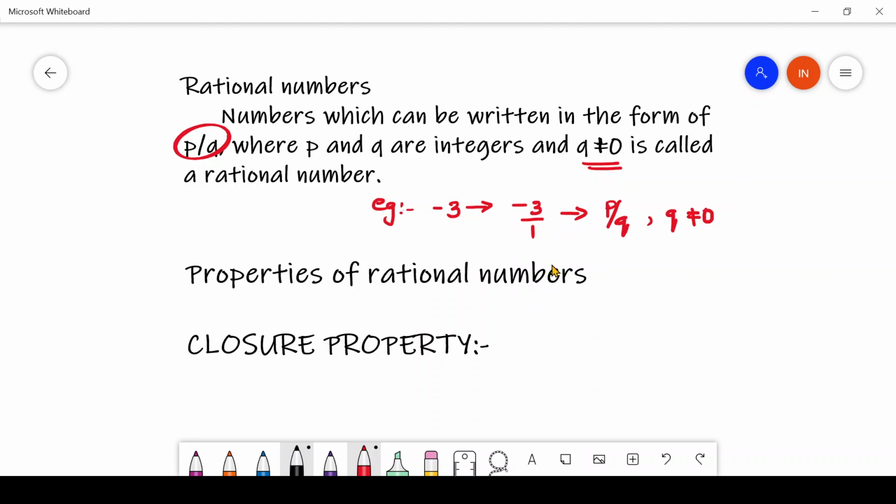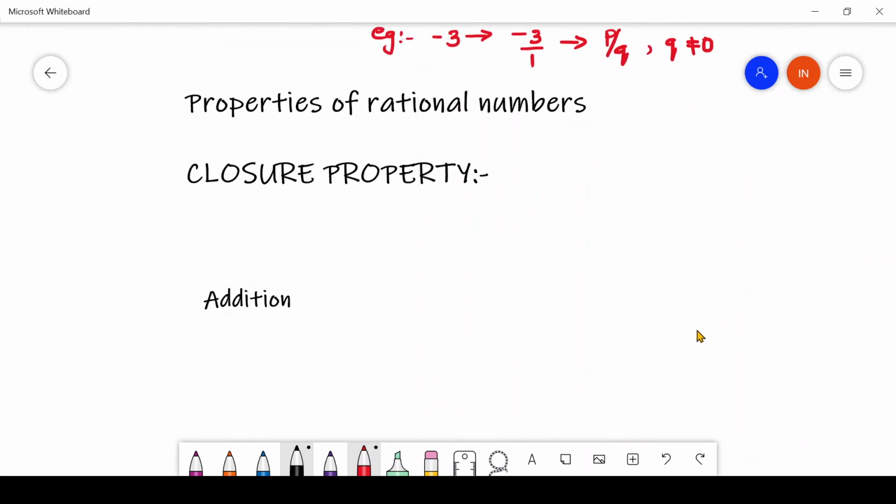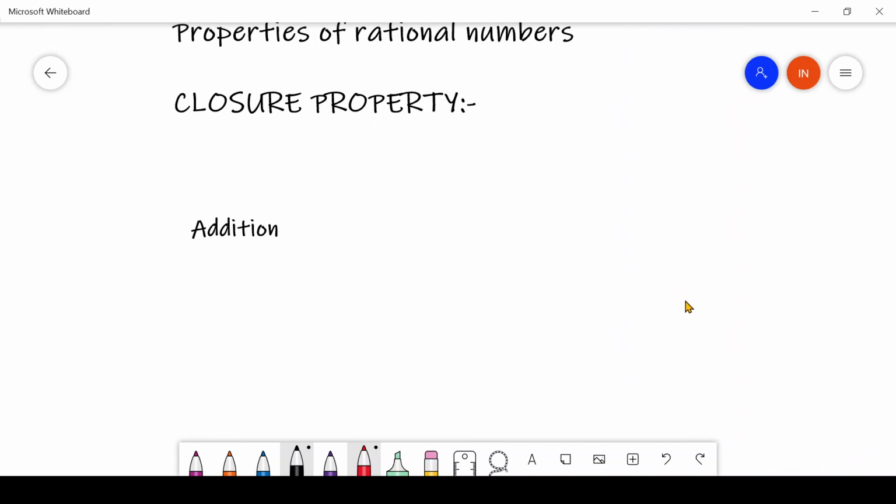So let us go ahead with the properties of rational numbers. First, the closure property. Here I'm taking two rational numbers, a by b and c by d. When it comes to addition, if rational numbers are closed under addition, we can say that a by b plus c by d will be equal to another rational number. Let us check whether this is satisfied with an example.